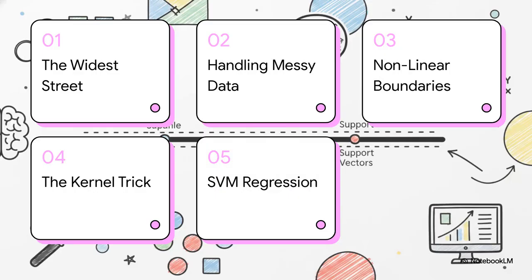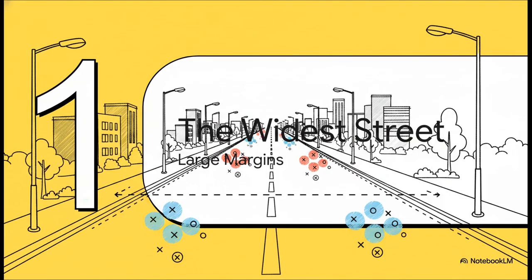So, here's our roadmap for the Explainer today. We're going to start simple and build our way up. We'll hit 1. The widest possible street. 2. Handling messy data. 3. Nonlinear boundaries. 4. The kernel trick. And we'll wrap up with 5. SVM regression.